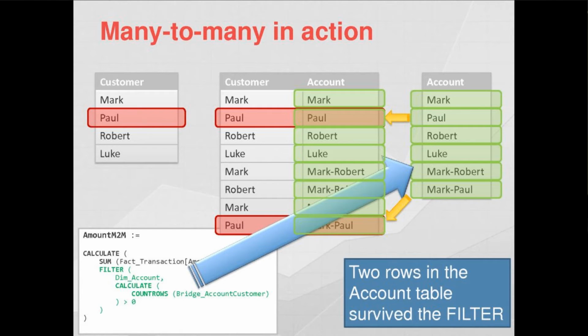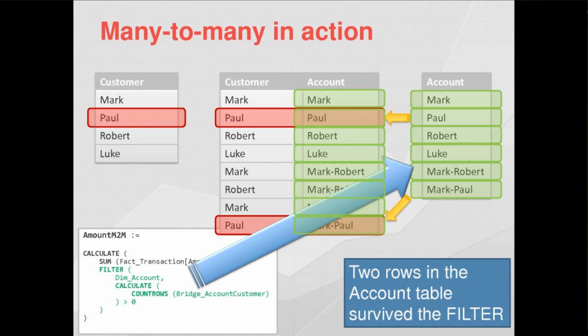You see what we did? We started with Paul, and it ended up that now we have a filter on the account table that contains only the accounts which are owned by Paul. These are Paul and Mark Paul. Of course, the same works for any customer. Paul is just an example. So the beauty of this formula is that it's able to take a filter from one table and create a filter on another table by following many-to-many relationships.